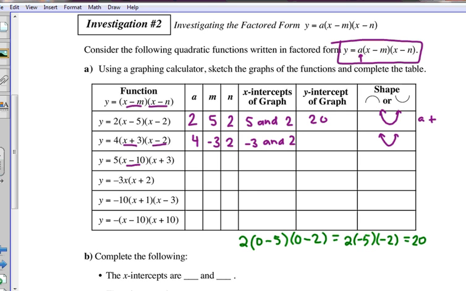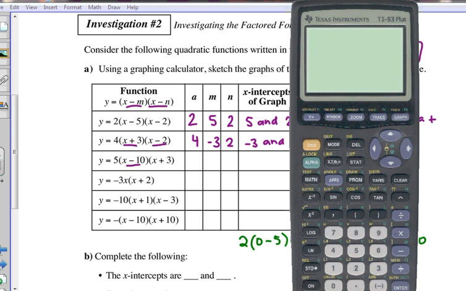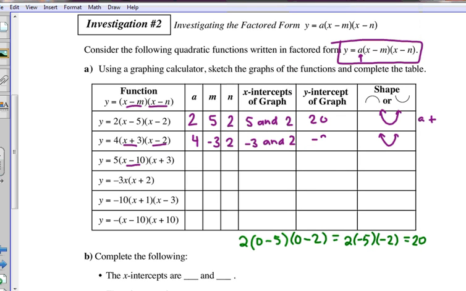So your y-intercept, so if we plug in our x is 0 into our equation, so 4 times 0 plus 3 times 0 minus 2. Could we not do 4 times -3 times 2? Yeah. M times N times A. So -24. Okay, so can you fill in the rest of this chart? Give it a shot.